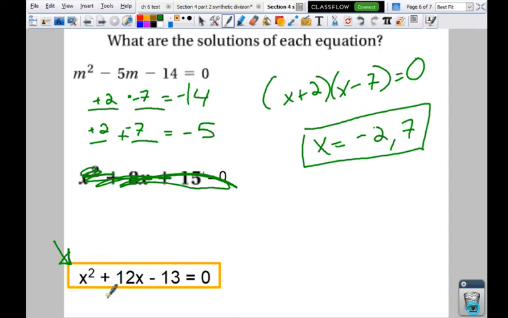After we find those two numbers, we're gonna make parentheses. x plus 13, x minus 1. So what we do is get two parentheses, and it's always gonna be two parentheses, and it's always gonna start with an x or whatever.